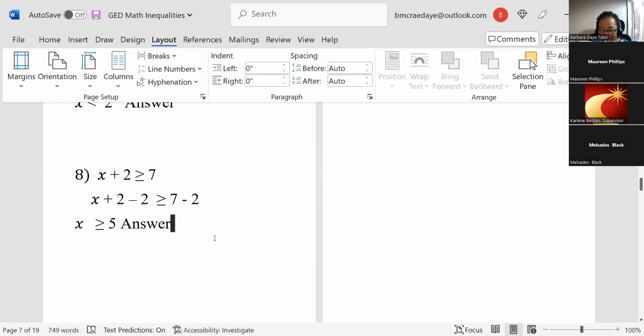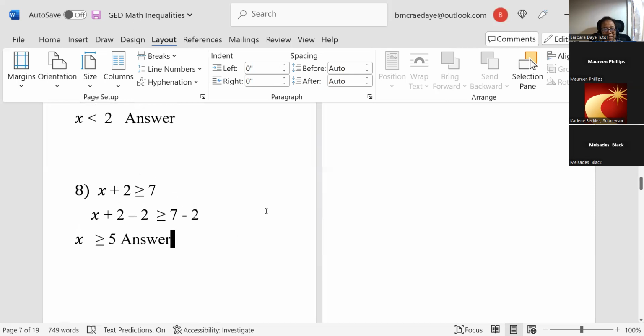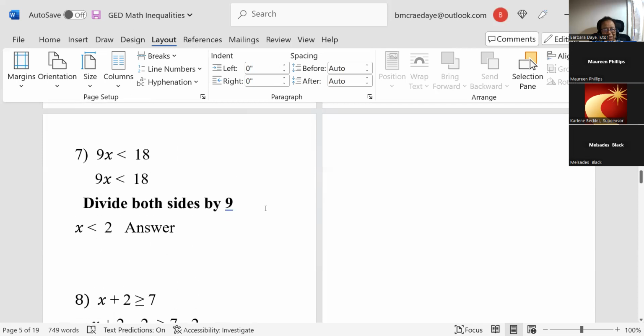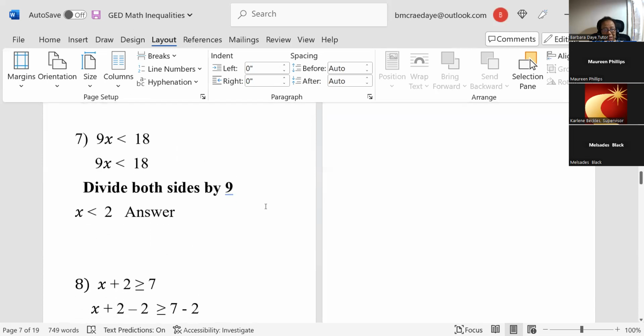Are you clear on these one-step inequalities? Yes, I'll study again today to make sure I get it. Those are the one-step ones, right? Yeah. Next time we'll look at some multi-steps, ones that take more than one step.